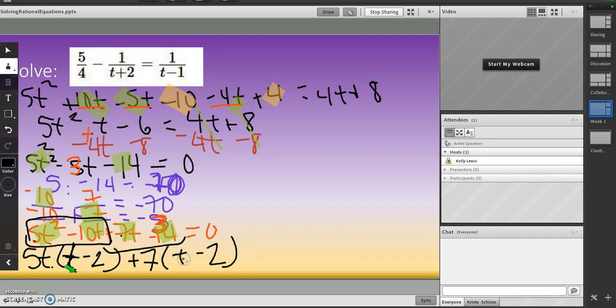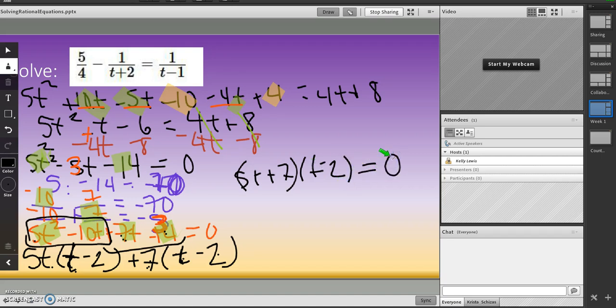And these things in parentheses, these quantities have to match. So 7t and 14, you can take out a 7. And so what's left here is 7t divided by 7 is just a t. And 14 divided by 7 is a 2. So what I have is 5t plus 7 times t minus 2 equals 0.